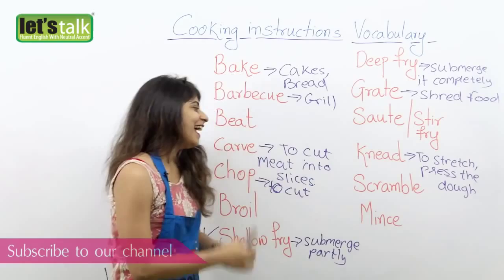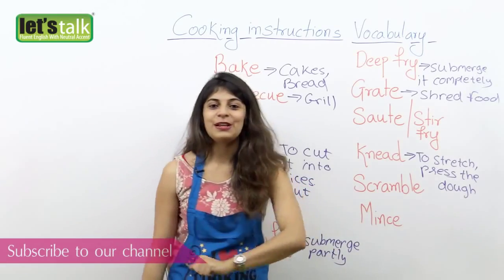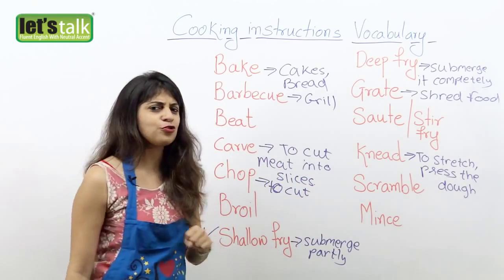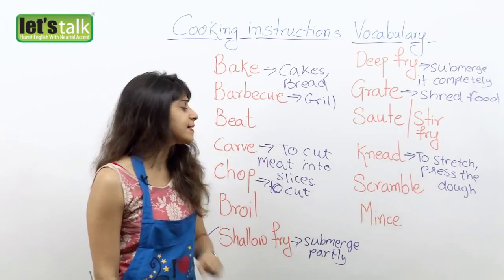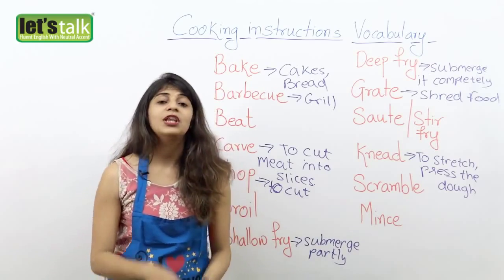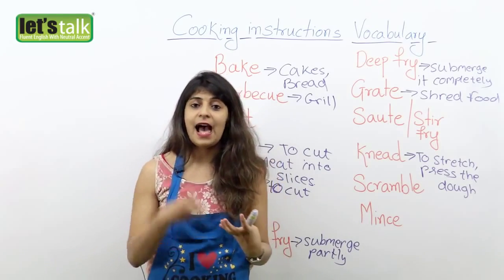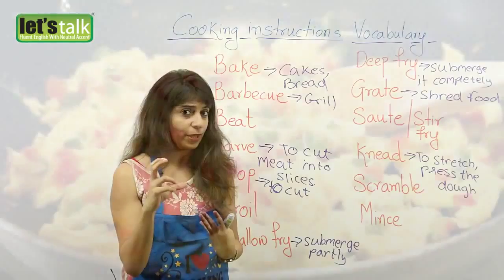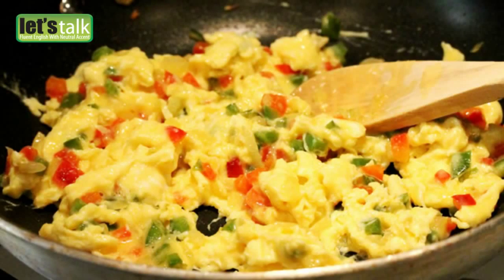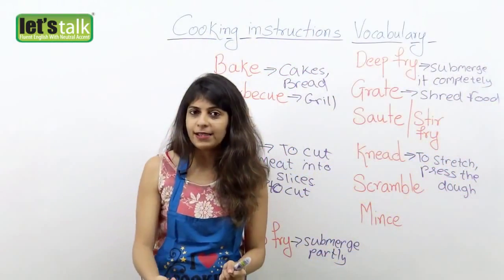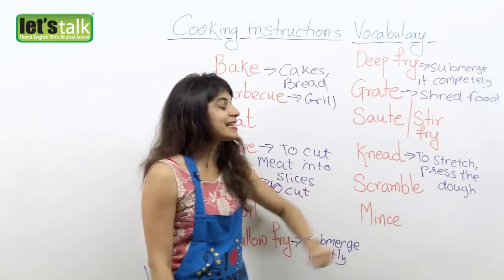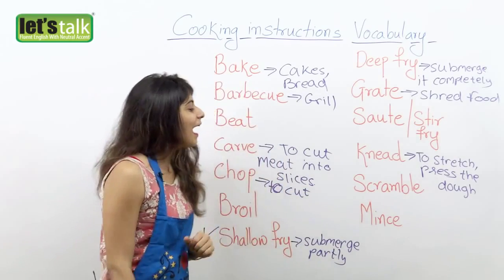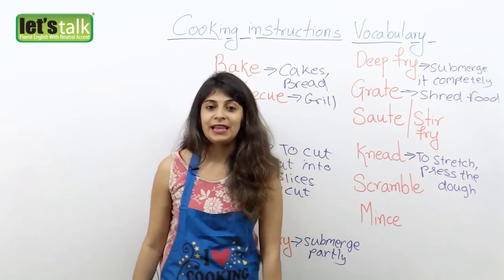All right, and then the other one that we have here is scramble. Have you tried scrambled eggs? Well, one of my favorite breakfasts. Now, scramble means when you mix the whites and the yellows of an egg and you mix it nicely, so that's called scrambling. So you're scrambling your eggs and then you put it on the plate and eat with the bread. So that's scramble. And then the last one is mince.